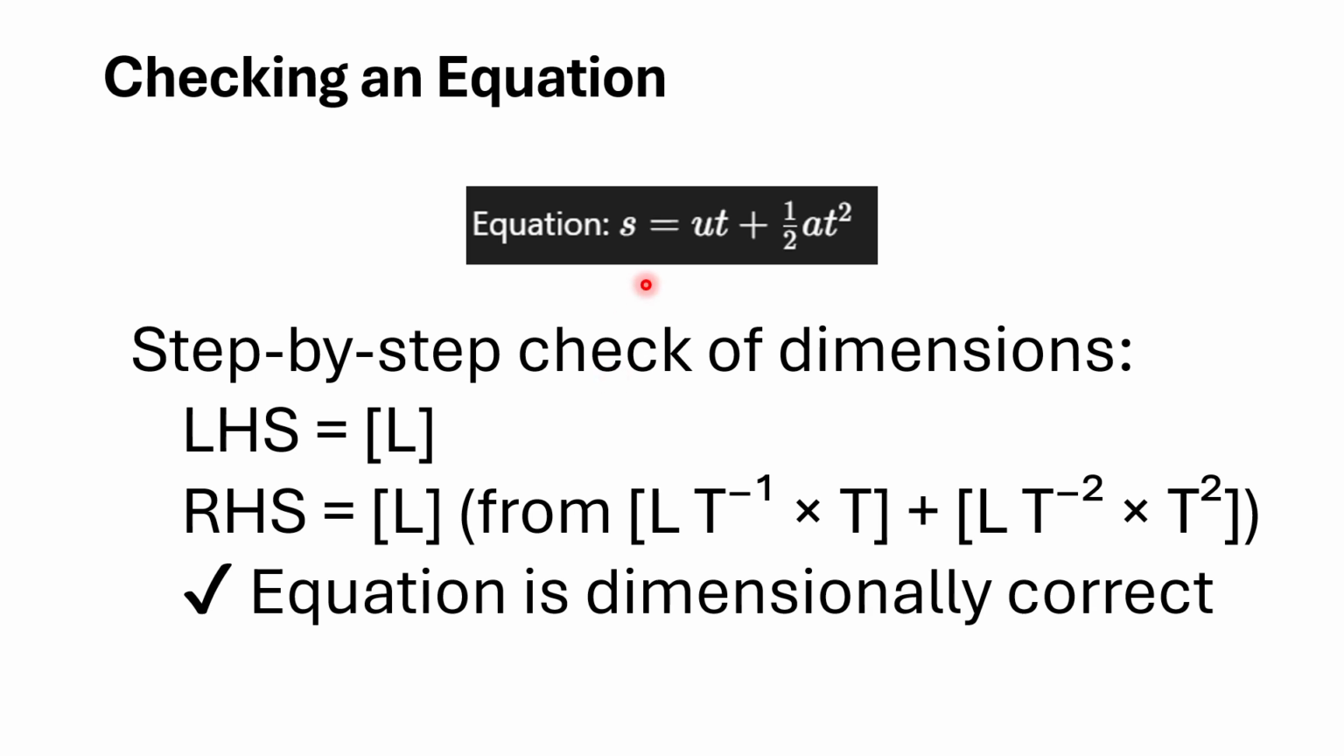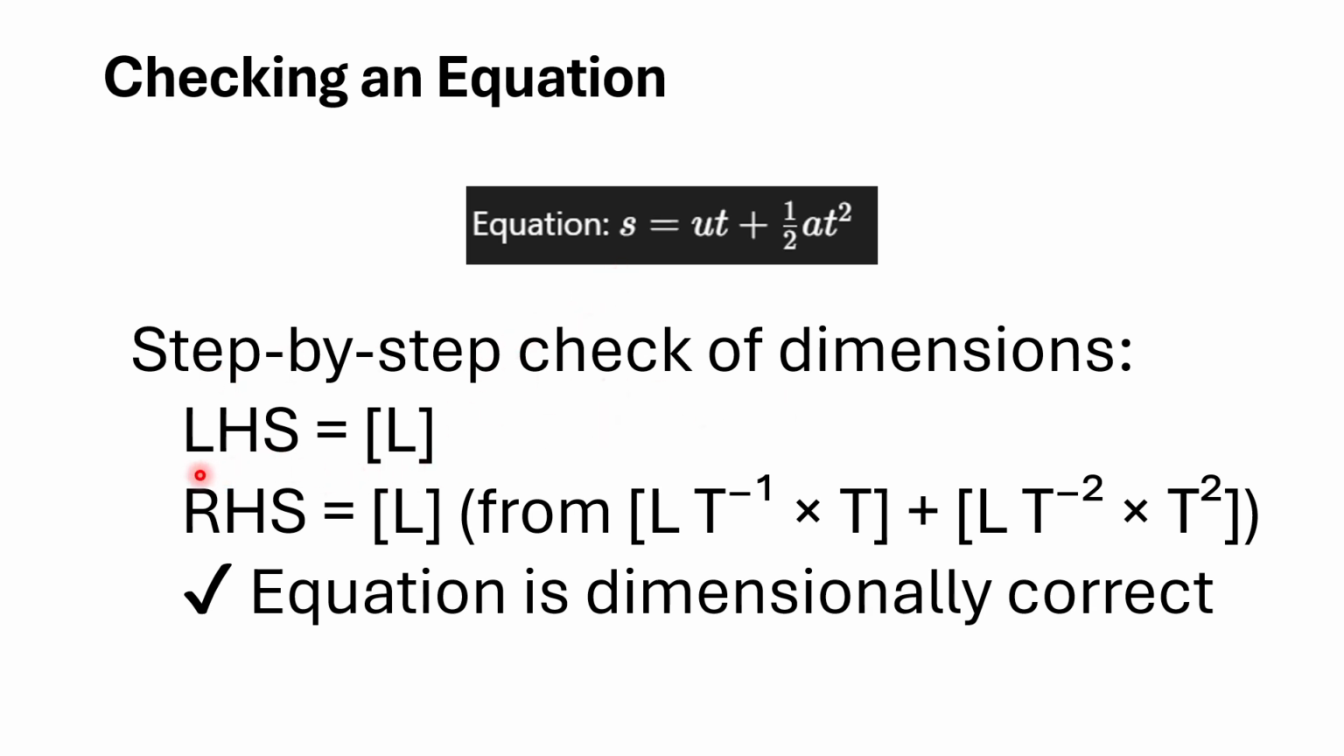Let me give an example. The equation of motion: s equals ut plus 1 by 2 at squared. Here u is the velocity, t is the time, a is the acceleration, and t squared is the square of t. You already know about it. It's the equation of motion. So, step by step, checking the dimensions.